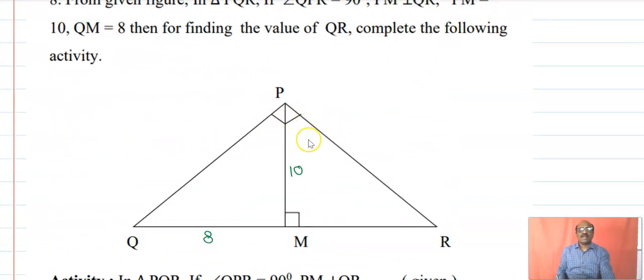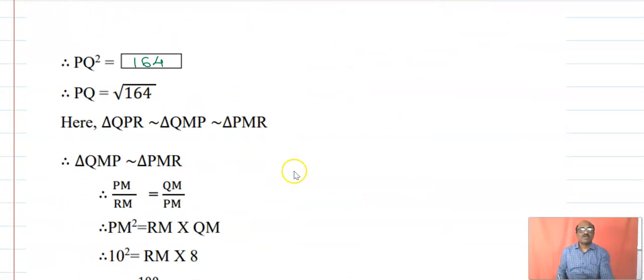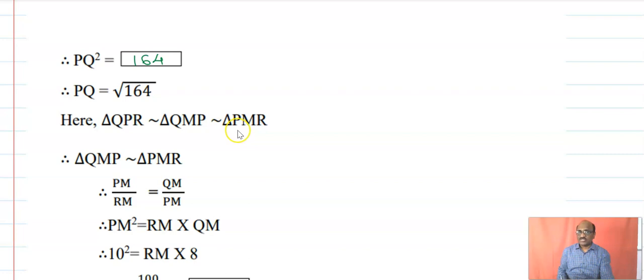Now in a right angle triangle, when we draw a perpendicular on the hypotenuse, then all these three right angle triangles are similar to each other, and therefore their corresponding sides are in proportion. Here we consider triangle QMP similar to triangle PMR. Therefore PM upon RM is equal to QM upon PM, and therefore PM square is equal to RM into QM.